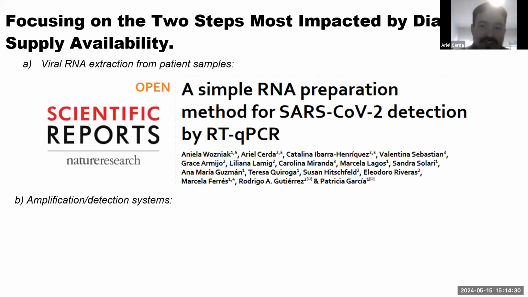To address the shortage of RNA extraction kits, nasopharyngeal samples were typically pooled, or alternative homemade extraction techniques were used. In fact, we published a straightforward paper describing a simple method for RNA extraction to detect SARS-CoV by RT-qPCR.